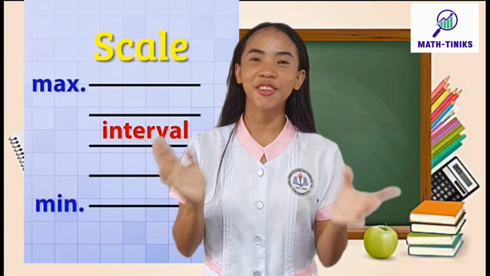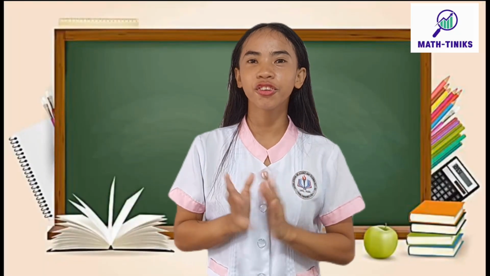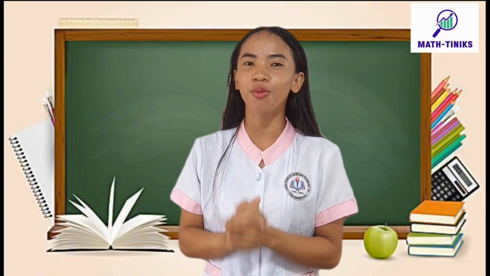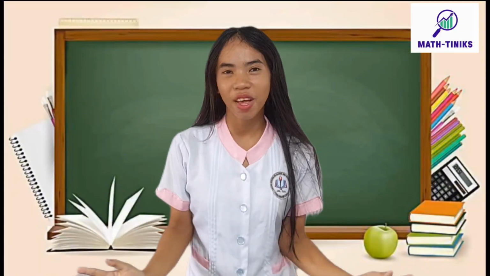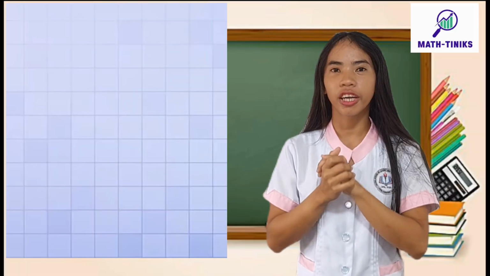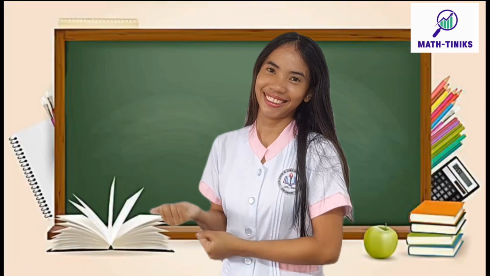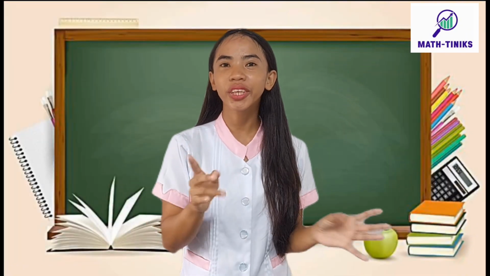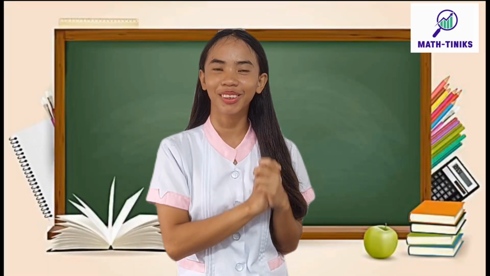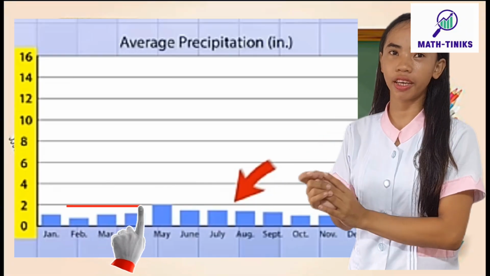When making a graph, it's very important to choose a scale that does a good job of displaying the data in a clear and understandable way. For example, if we use the same scale for the rainfall data as we did for the snowfall data, our graph would look like this. That's not good. Now you can hardly tell the difference between the heights of the bars because they're all squished down below the 2-inch mark.